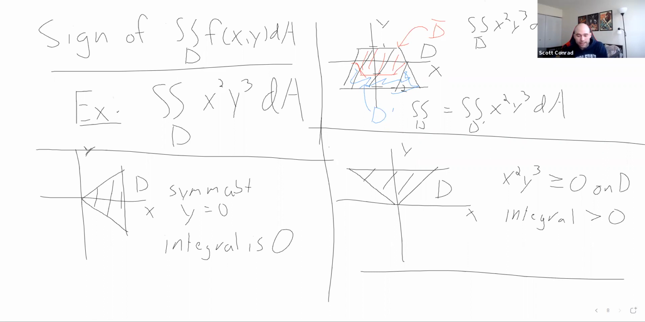And what is the sign of the integral over D prime? Well, it lies entirely below the y-axis, right? X is always positive and y is always negative in that region. So our integral is negative, because x squared y cubed is less than or equal to 0 on D prime.